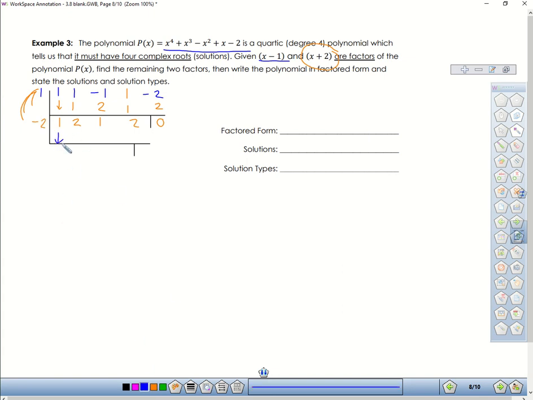So we bring down our 1. We multiply. What's negative 2 times 1? What's 2 minus 2? Multiply again. What's negative 2 times 0? 1 plus 0? Multiply. 2 minus 2? 0. So we have a remainder of 0, of course, on both of them, which means that they are both what?